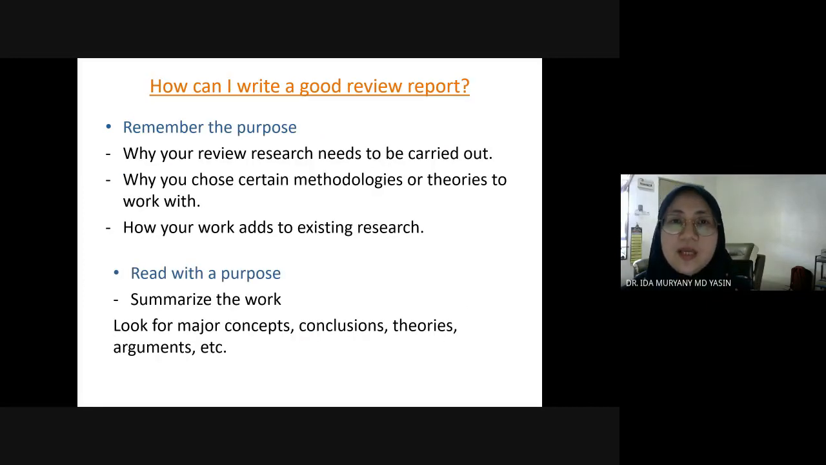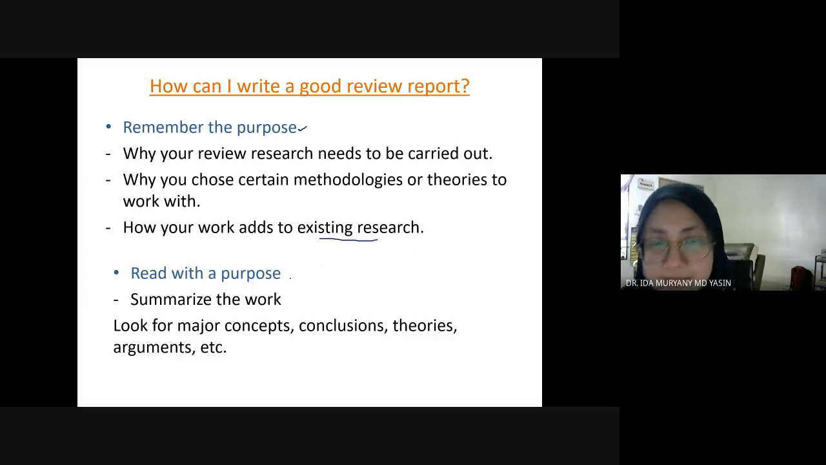Alright? Okay, how can I write a good review report? First you kena remember the purpose of your research. Why your review research tu needs to be carried out. Kenapa you nak buat benda tu, research tu? Why you choose certain methodologies or theories to work with, and how your work adds to existing research. Ini yang penting ni. Macam mana you nak relatekan topik you sekarang dengan research yang dah ada. You nak summarize gitu. Alright?